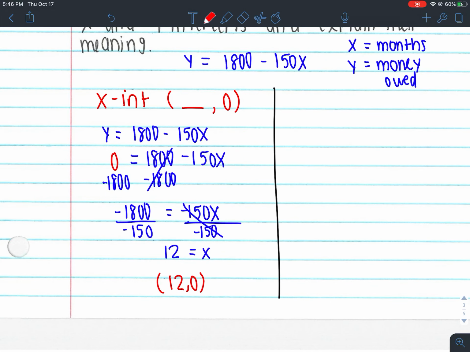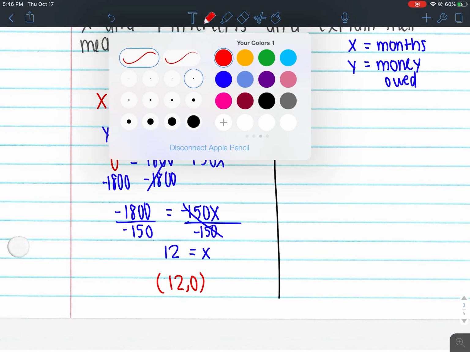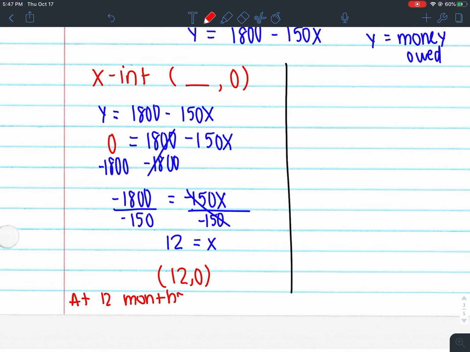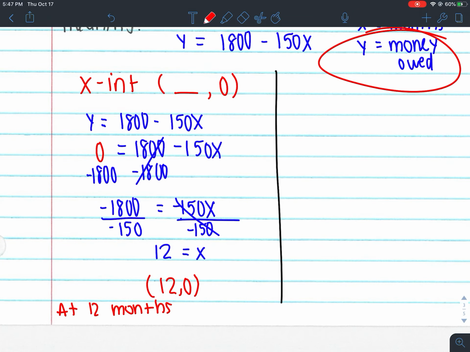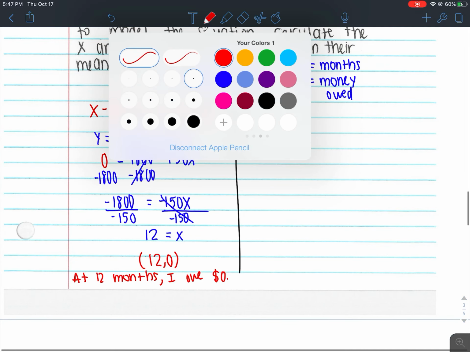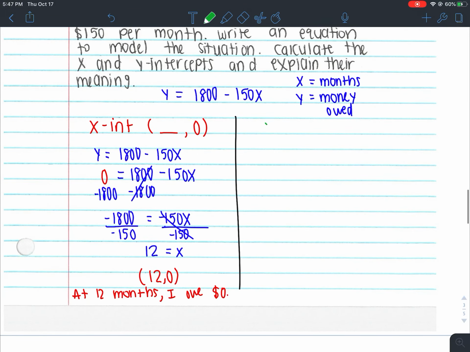Then the problem wants me to explain the meaning of this. So what does my point represent? A point is (x, y). Well, what is x in this problem? x in this problem is my months, right? So if I have a 12 for the x value, it means at 12 months. What does a 0 represent? That's my y value. That's how much money I owe. So at 12 months, I owe $0. That's what the x-intercept means.